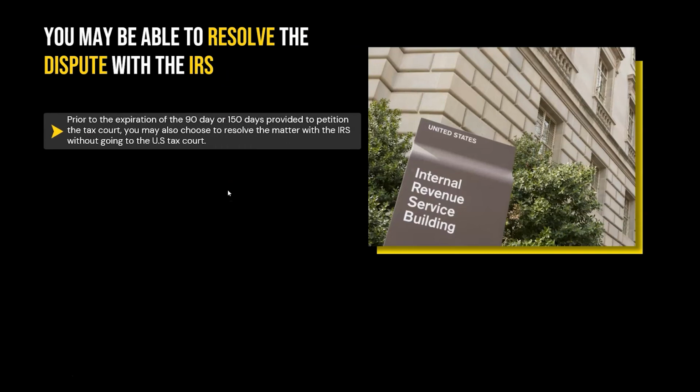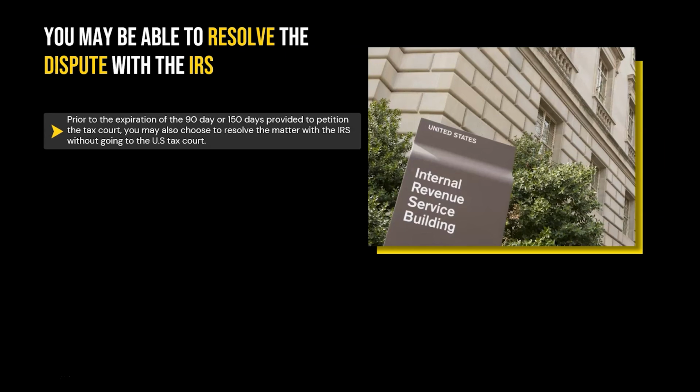So prior to the expiration of the 90 days or the 150 days provided to you to petition the tax court, you may also choose to resolve the matter with the IRS without going to the tax court. So there are many ways you can look at this. One is, if you're scared of the tax court, then you can try and resolve the issue directly with the IRS. Second option is you can concurrently file the petition to protect your right and then also move on to resolve the issue with the IRS. So concurrently, you're doing that.